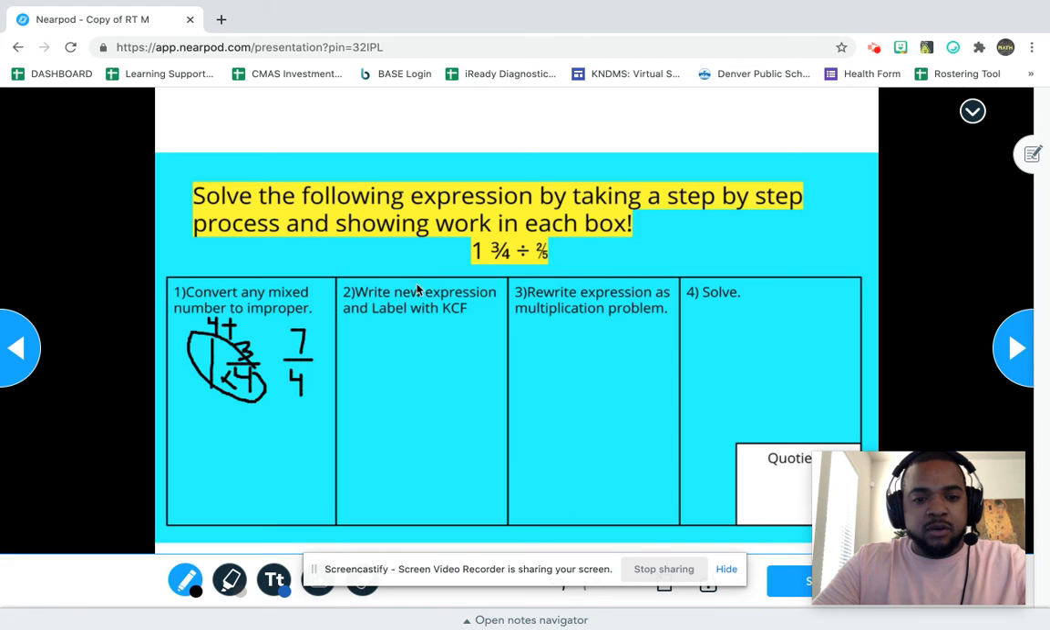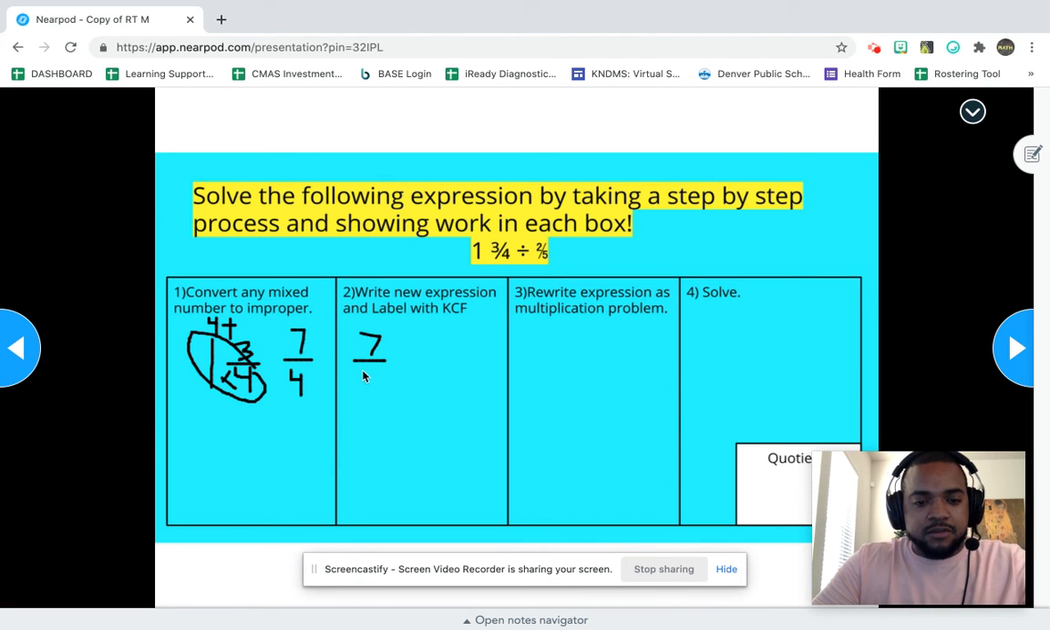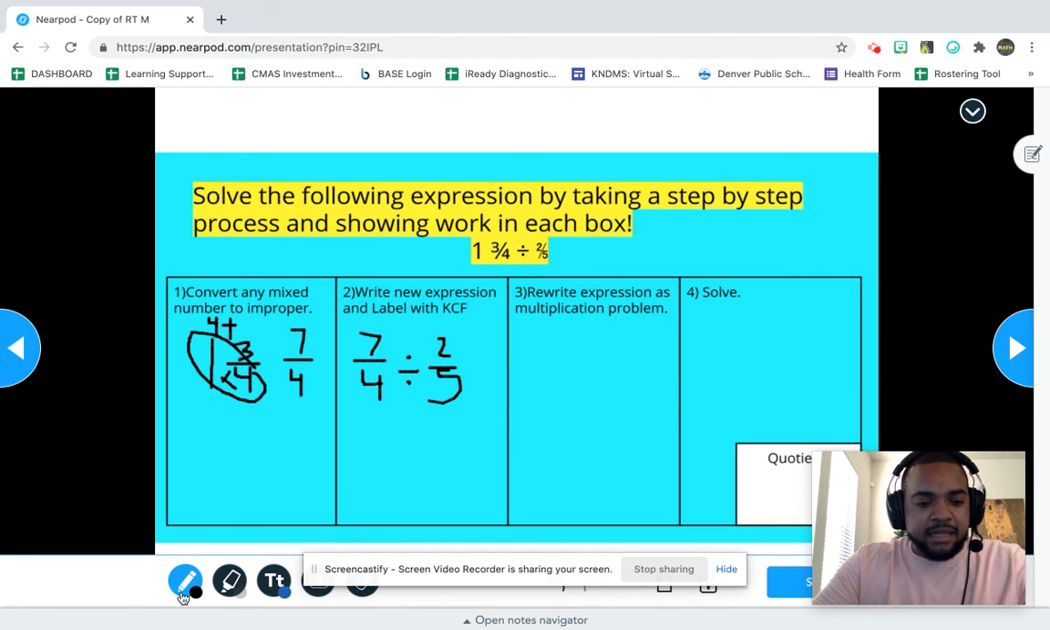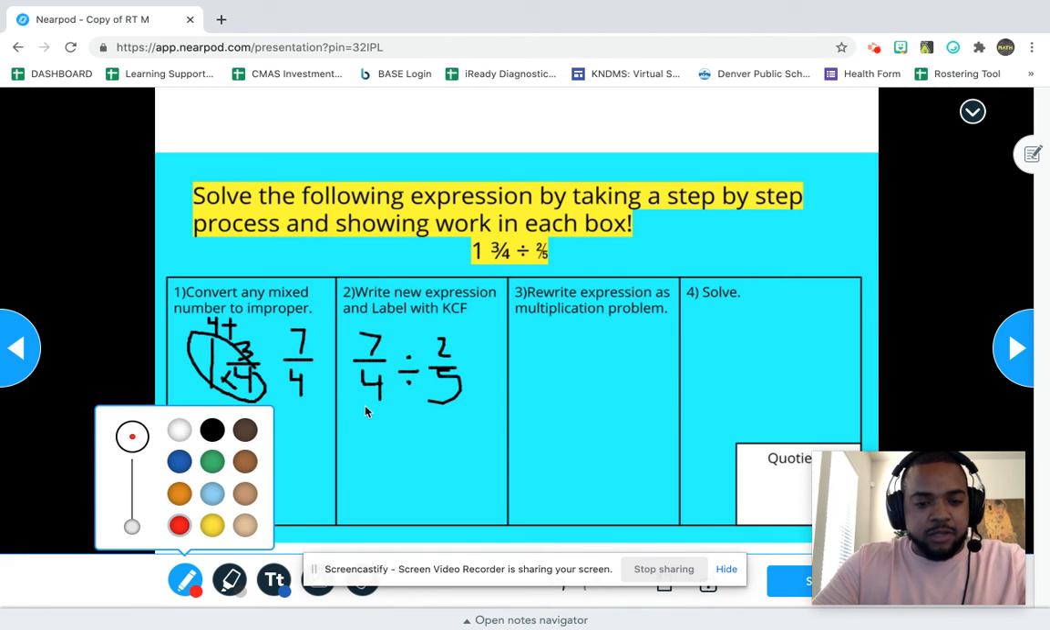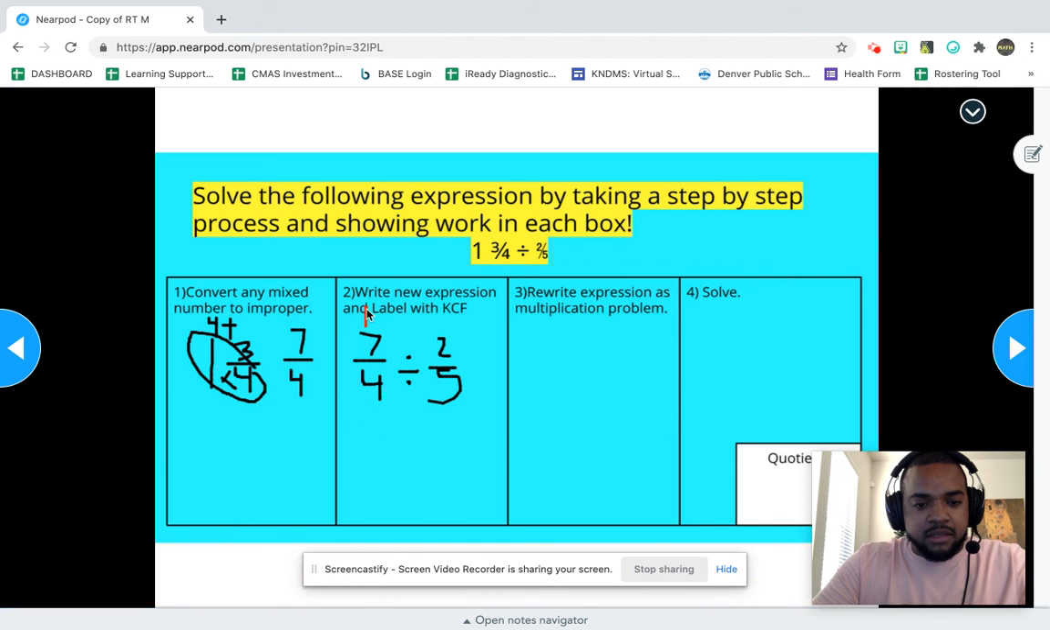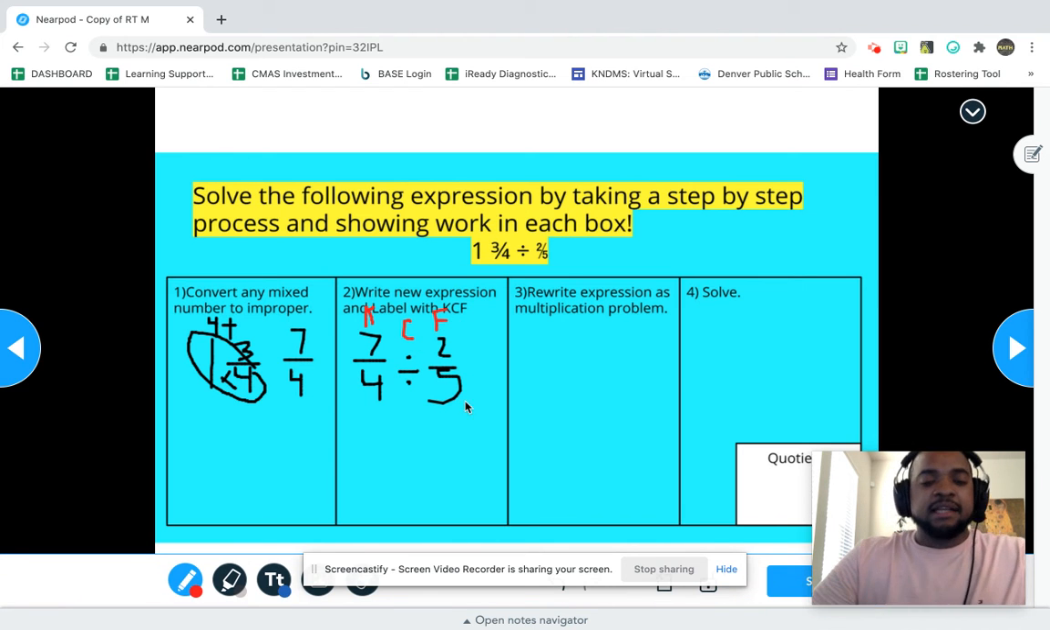My next step is I want to write the new expression and label with KCF. So I want to write my expression with 7/4 instead of 1 3/4. So my expression is 7/4 divided by 2/5. And then I want to label keep, change, flip so I know what I'm doing. So the K goes above my 7/4, C goes above my division symbol, and my F goes above my divisor.